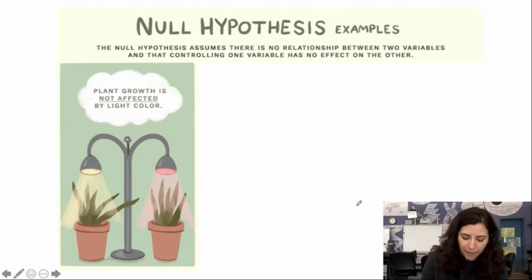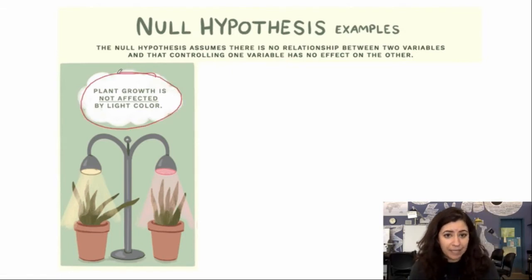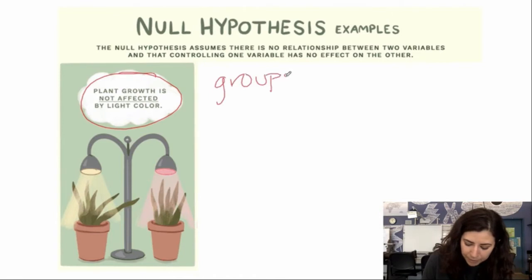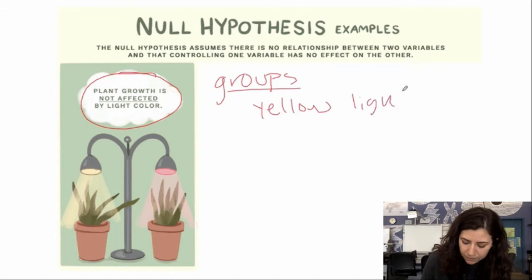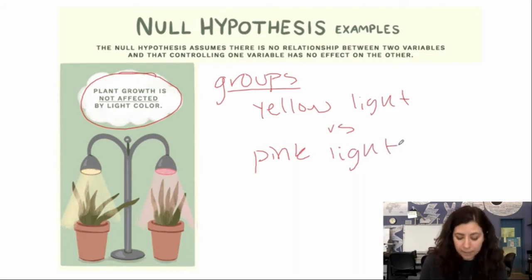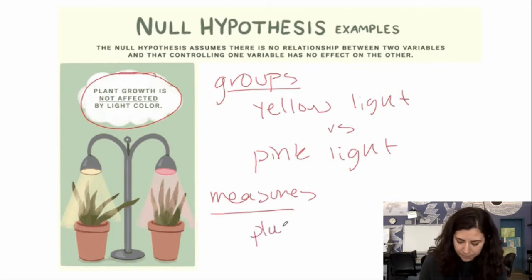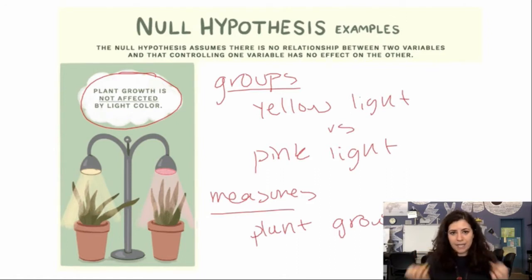Okay, let's do another one. So in this example, the null hypothesis is that plant growth is not affected by light color. So in this case, the groups we would be comparing would be plants grown in yellow light versus plants grown in pink light. And then we would grow our plants in these two different colored lights, and we would measure plant height or plant growth or something like that. And then we would take those data and we would use them to run a statistical test to test our null hypothesis that plant growth is not affected. In other words, that there is no difference between yellow light and pink light.